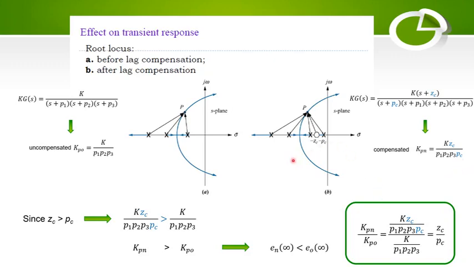Okay, as I mentioned in the previous slide, the location of ZC must always be on the left hand side of PC. Thus, the value of ZC is greater than PC. Therefore, Kp nu must be greater than Kpo. Since Kp nu is greater than Kpo, the new steady state error must be less than the old steady state error. So from this we can see that adding a lag compensator to the system will reduce the steady state error.